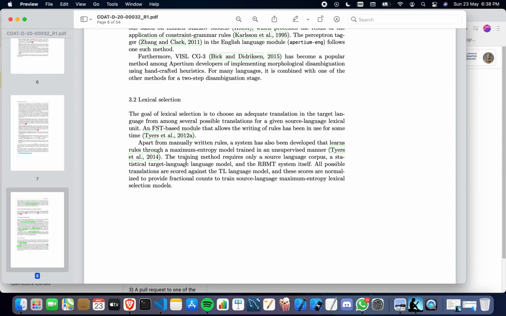Apart from manually written rules, a system has also been developed that learns through a maximum entropy model trained in an unsupervised manner. Okay, this is a deep learning thing. The training method requires only a source language corpus, a statistical target language model, and the rule-based machine translation system itself. All possible translations are scored against the target language model, and these scores are normally normalized to provide fractional counts to train source language maximum entropy lexical selection models.